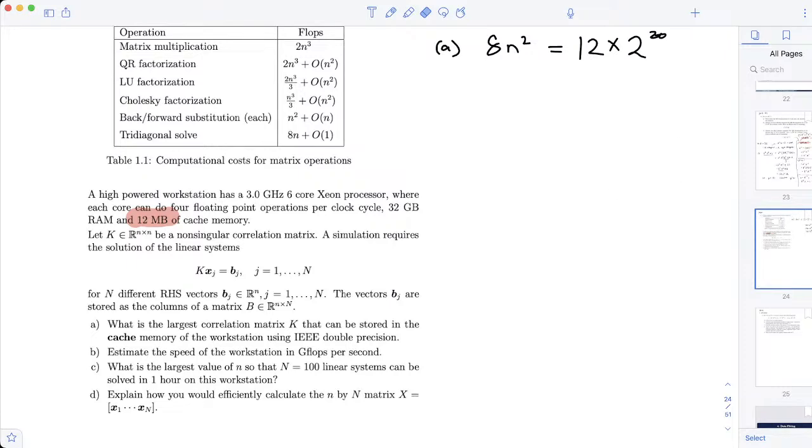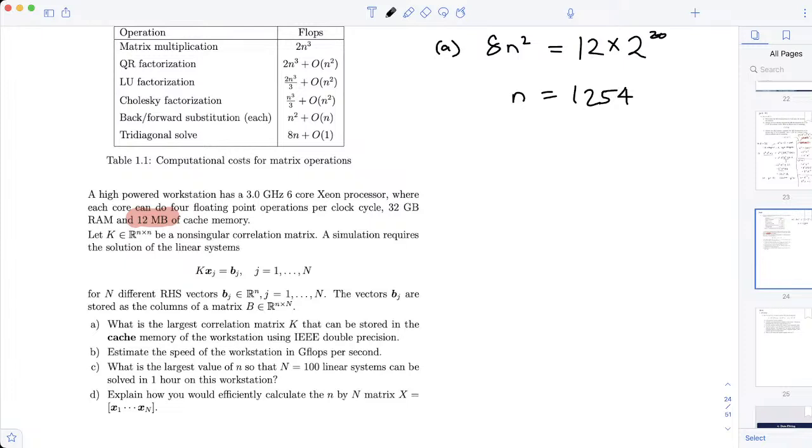So your first instinct might be to solve this equation over here, 8n squared equals 12 times 2 to the power of 20. I don't have my calculator with me, but I think if you round it down to the nearest whole number, that gives you n equal to 1254 if you solve this.